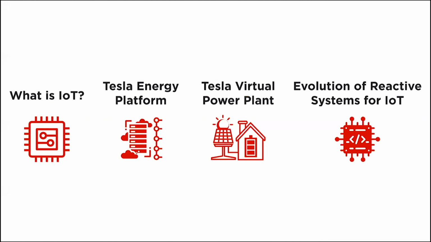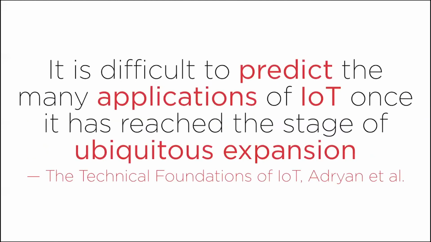So those are the 4 topics I wanted to cover. I'll just end with a quote. "It's difficult to predict the many applications of IoT once it has reached the stage of ubiquitous expansion." And I think IoT will really be successful when it melts into the background and we don't even notice the novelty of something being connected to the internet. And I believe that the evolution of serverless computing platforms and the influence of reactive systems will play an important role in making this happen.